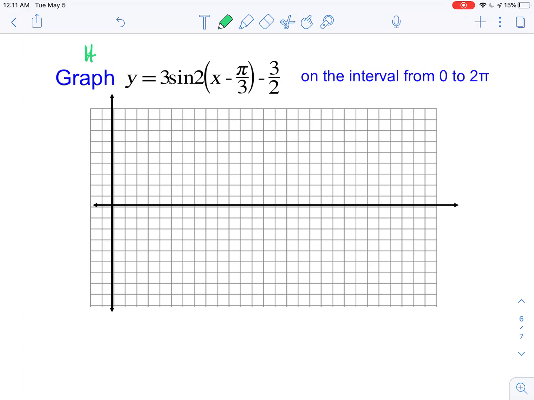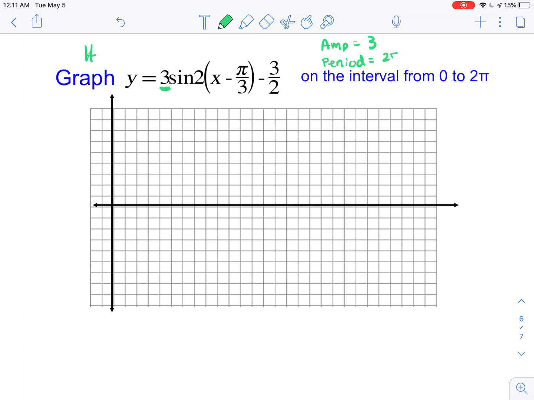Okay, so now we're going to link everything together and graph y equals 3 sine of 2, parentheses, x minus pi over 3, minus 3 over 2. So we have this example actually in yesterday's notes. In yesterday's notes, we identified all the changes from the equation, right? So now what we're going to do is we're going to graph it. So what do I need here? Same thing as I always need.